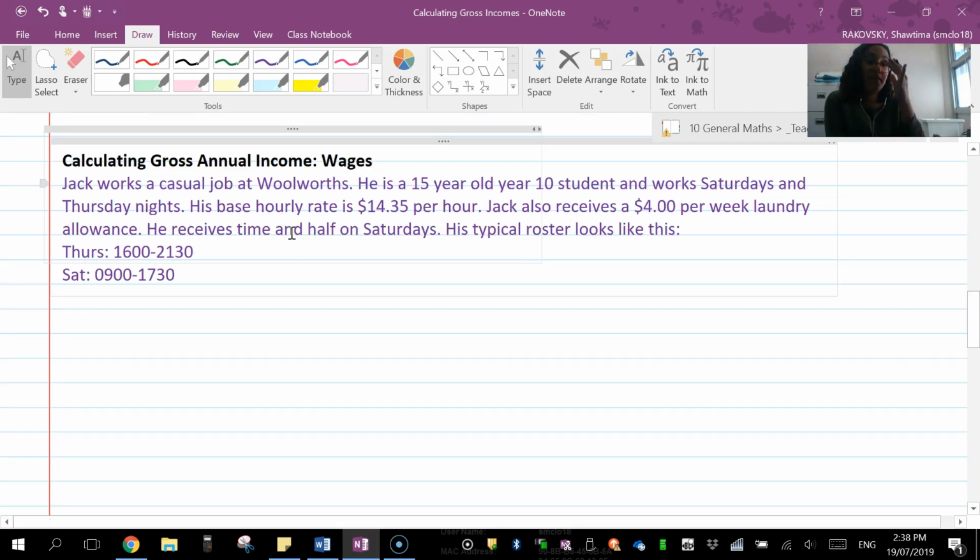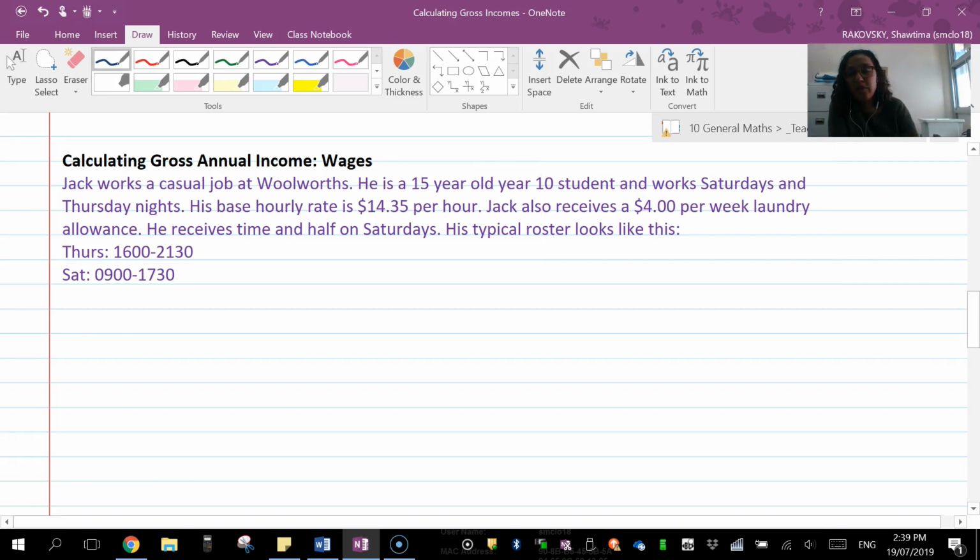All right, so wages. Wages are the type of income that most of you will probably encounter, especially in the next couple of years if you get part-time or casual employment. You get paid an hourly rate based on how many hours you work or part thereof. You may get allowances on top of that. And the other thing is, because if you're earning a wage you're getting paid a set amount for your base hour, you may also get what we call penalty rates.